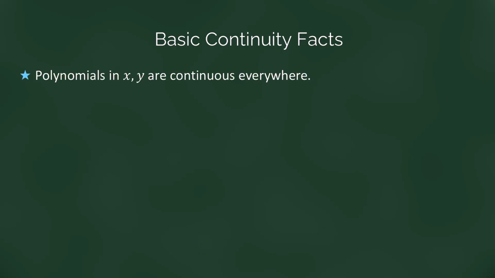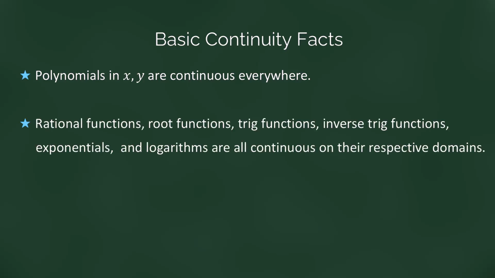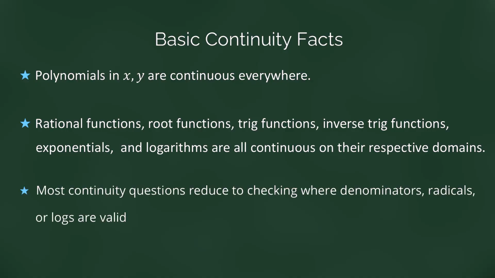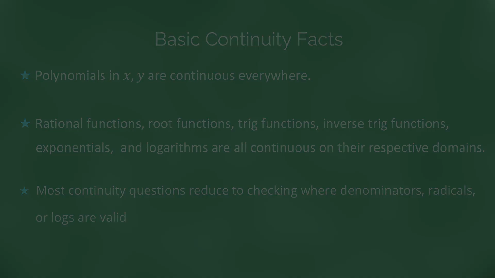As we examine functions for continuity, we're going to take a few facts as true. First, polynomials in x and y are going to be continuous everywhere. Rational functions, root functions, trig functions, inverse trig functions, exponential functions, and logarithmic functions are all going to be continuous on their domain. This means that we can boil down most questions of continuity to whether or not denominators, radicals, and logs all give us valid function values.